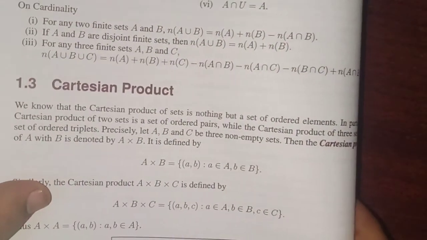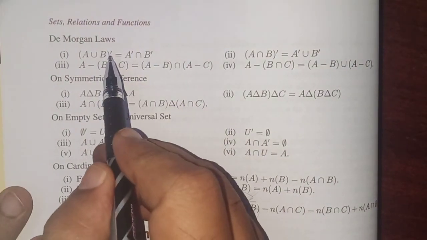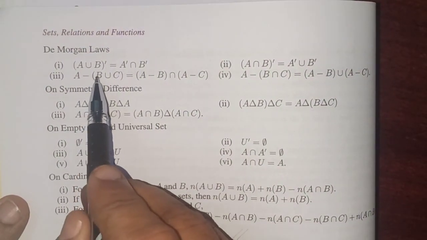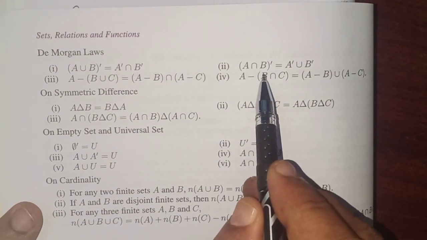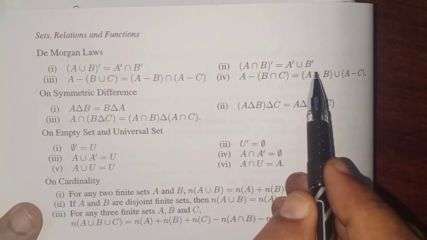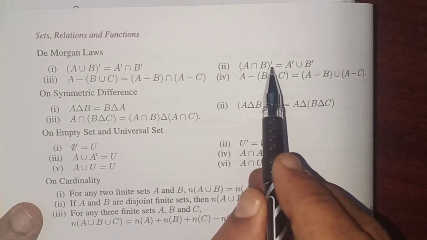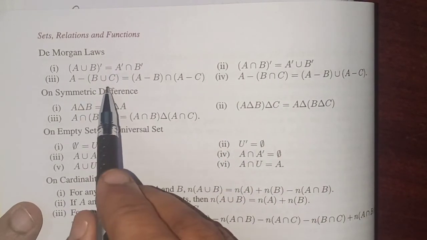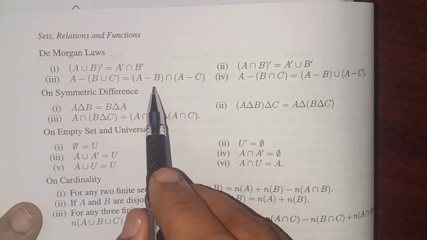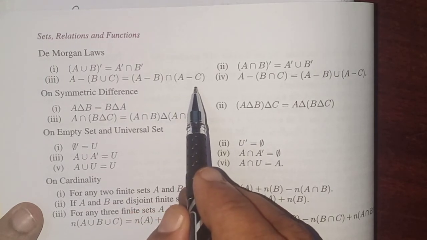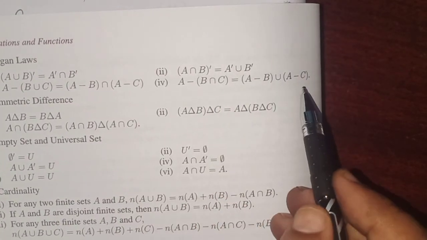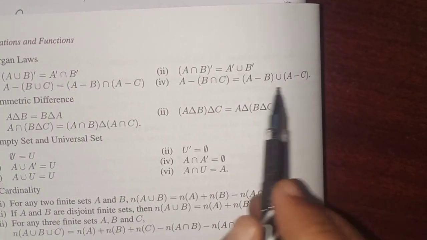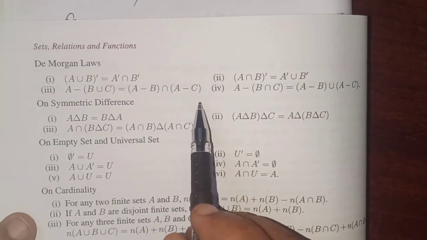Next, De Morgan's laws. (A union B) dash equals A dash intersection B dash, and (A intersection B) dash equals A dash union B dash. That dash represents complement. A minus (B union C) is equal to (A minus B) intersection (A minus C). A minus (B intersection C) is equal to (A minus B) union (A minus C). So totally 4 De Morgan's laws.